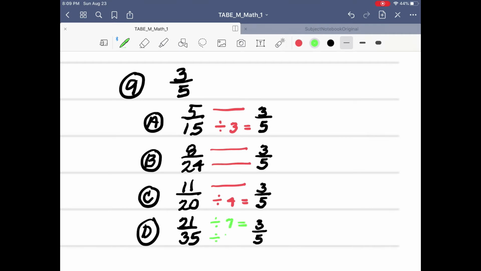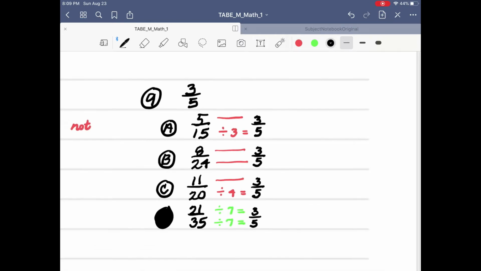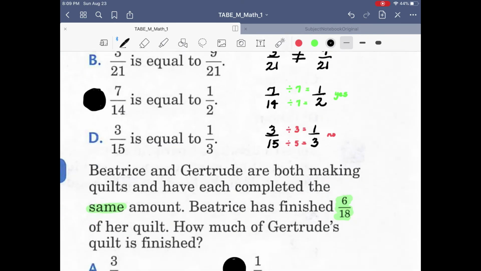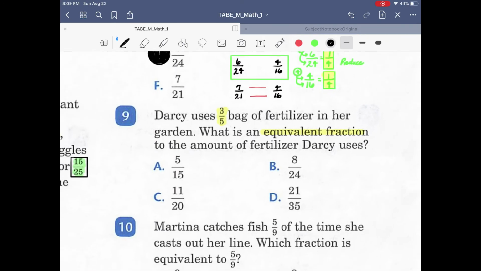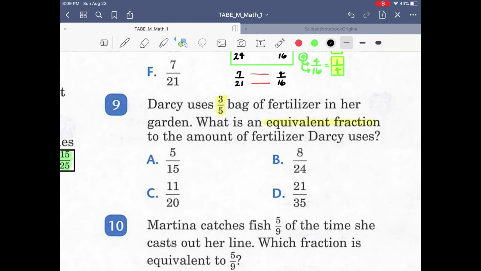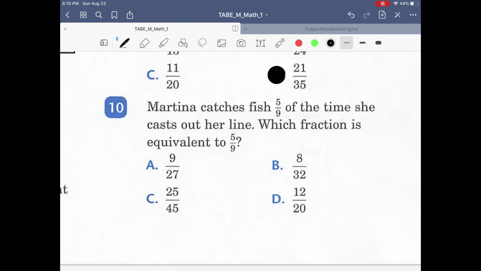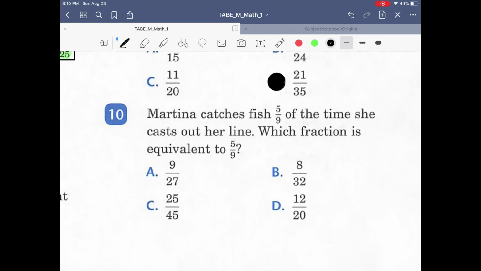And it is 21 divided by 7 will give me the 3. And then 35 divided by 7 would give me the 5. So the answer here to number 9 is D, as in dog. Go back over here. I hope I'm not making you seasick with this flipping back and forth. I just hate squeezing stuff in. I like to have plenty of space to do what I need to do. Answer to number 9 is D.